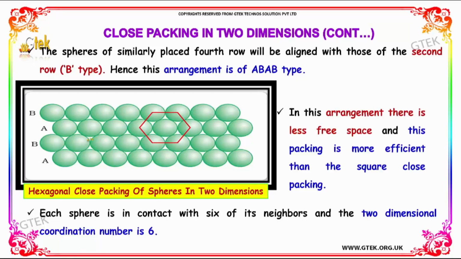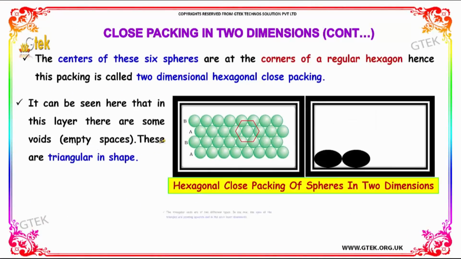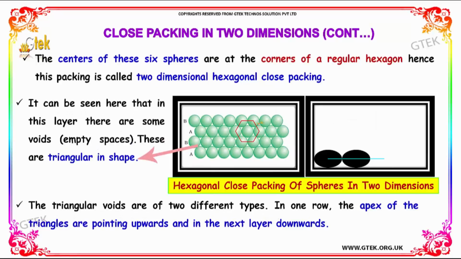In this arrangement, there is less free space and this packing is obviously more efficient than the square close packing. Each sphere is in contact with 6 of its neighbors: 1, 2, 3, 4, 5, 6. The 2-dimensional coordination number is 6. The centers of these 6 spheres are at the corners of a regular hexagon. Hence this packing is called 2-dimensional hexagonal close packing.